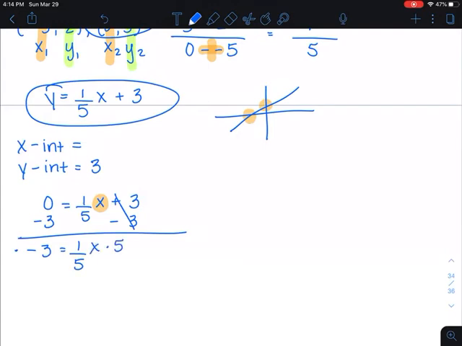Now I multiply both sides by 5, which gives me 1x, or just x. 5 times -3 is -15. So x is going to be equal to -15.